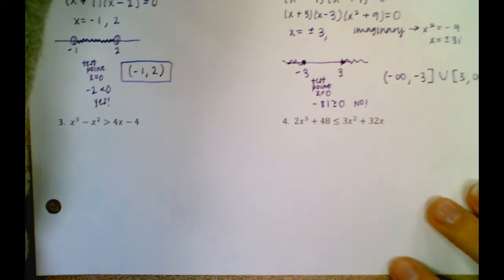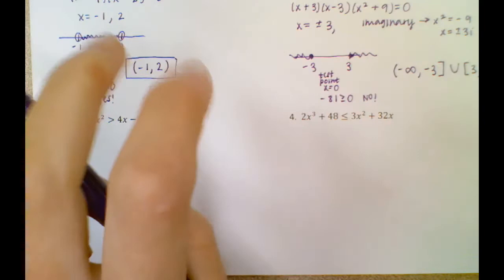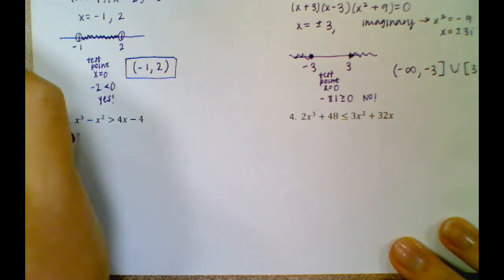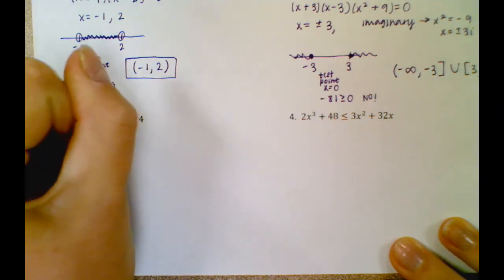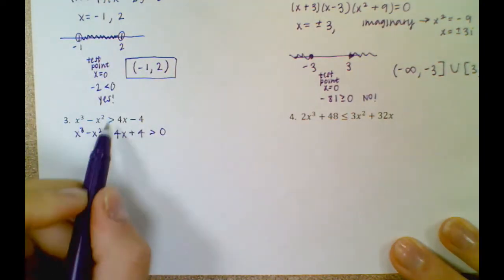Alrighty, let's do number 3 and 4. Okay, number 3. We've got an issue here. This is not equal to 0, right? So let's move this 4x minus 4 over to the other side. So I'm going to get x to the third minus x squared minus 4x plus 4 is greater than 0. Okay, so I subtracted the 4x and I added the 4.